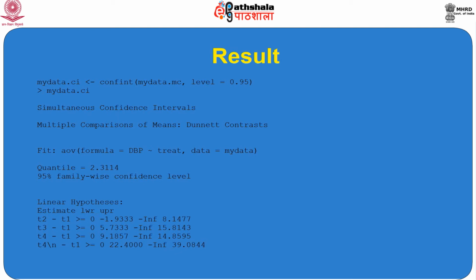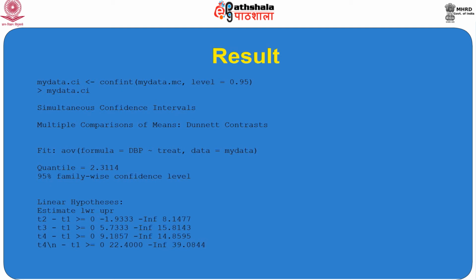Since we are doing a one-sided test, the upper limit here is coming 8.1477, with a 95% confidence interval for the T2 to T1 comparison. Again, the comparison for T3 and T1 is coming minus infinity to 15.8143. The comparison for T4 to T1 is coming minus infinity to 14.85, and the interdifference is minus infinity to 39.0844, where you can see the point estimates lie within the corresponding confidence intervals.